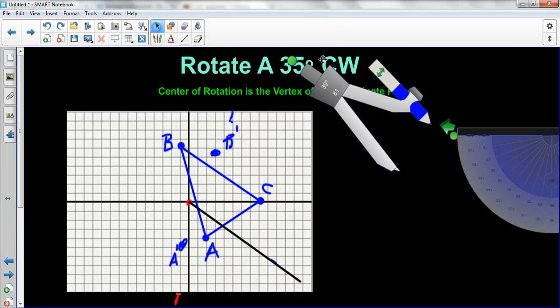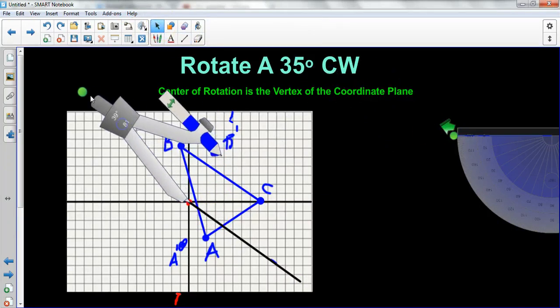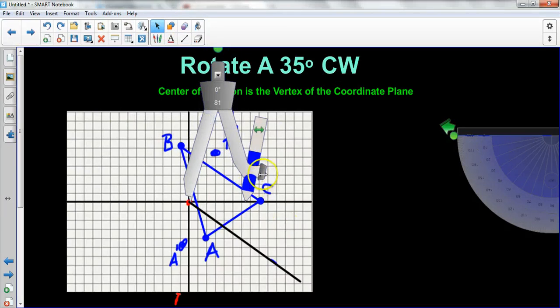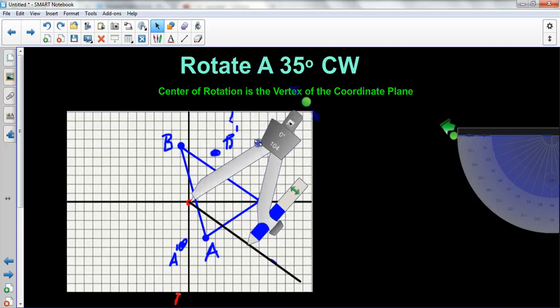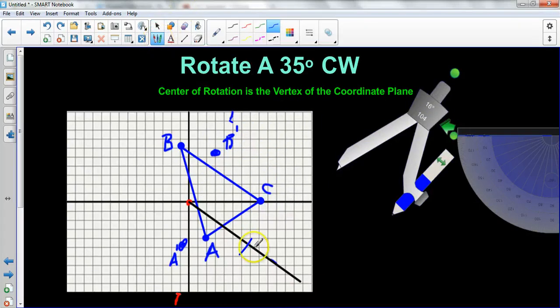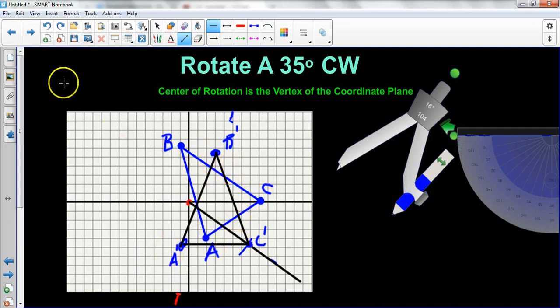And then find that equidistant. So I have to make my radius the length out to C here. Okay, now I can just make a little arc here, really just part of a circle. That's really the only point I need. So here is C prime. All right. So now I'm just going to make my triangle. Right? And there's this blue triangle rotated 35 degrees clockwise around the origin.